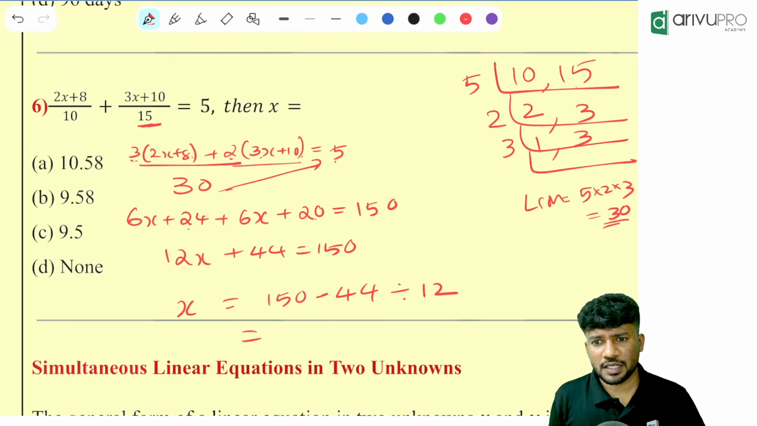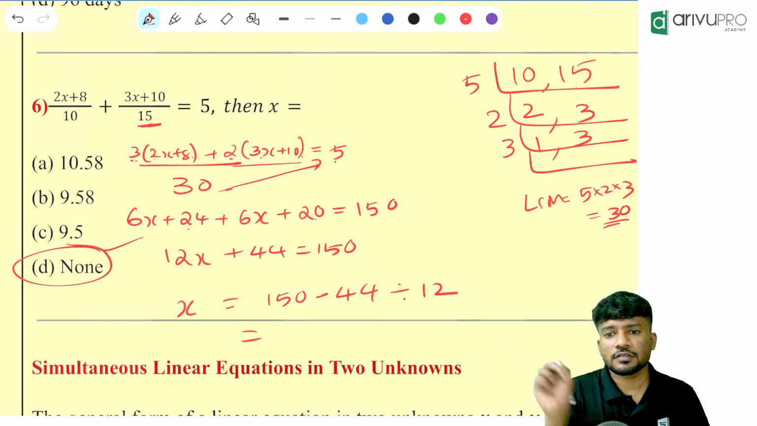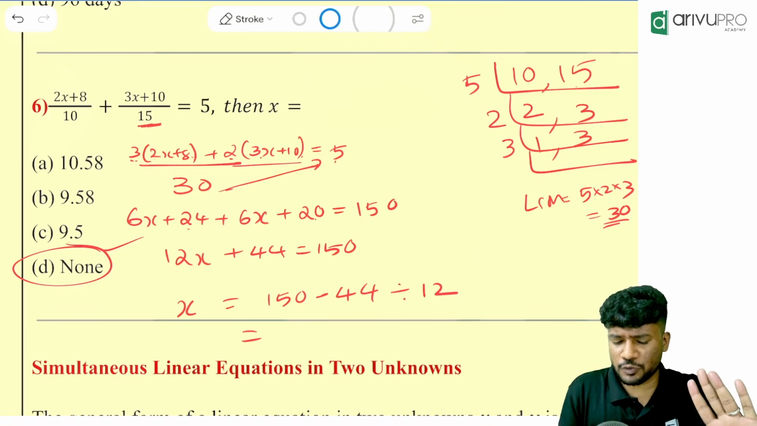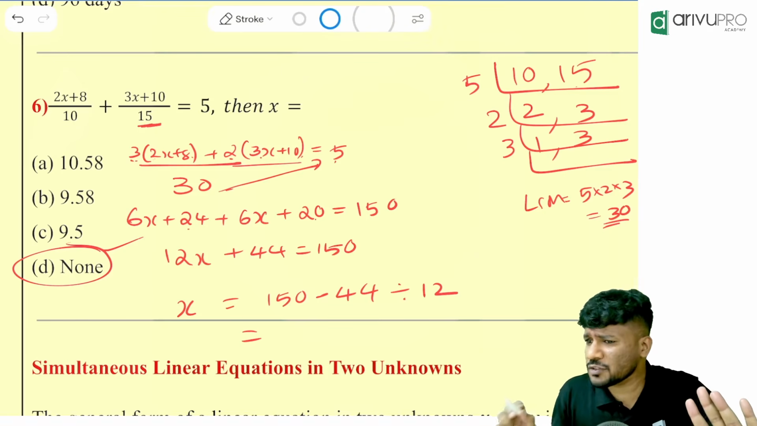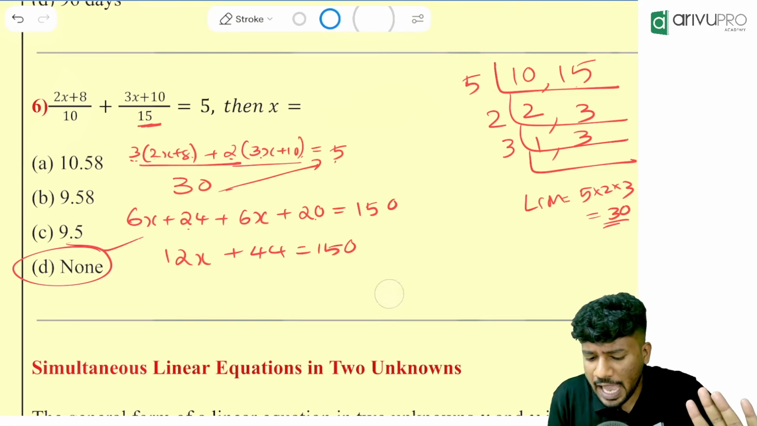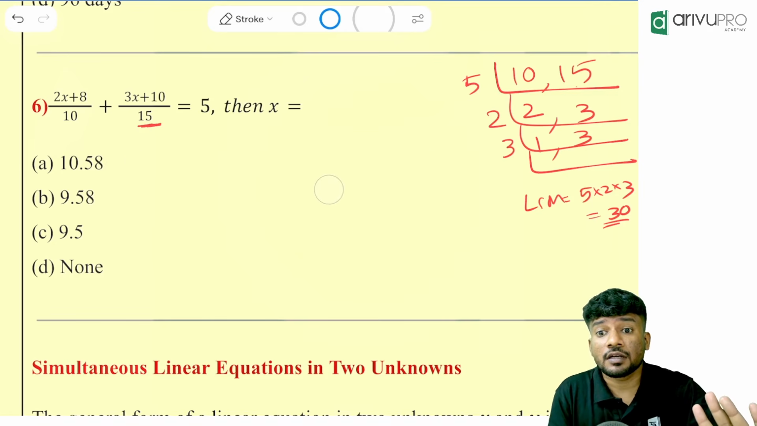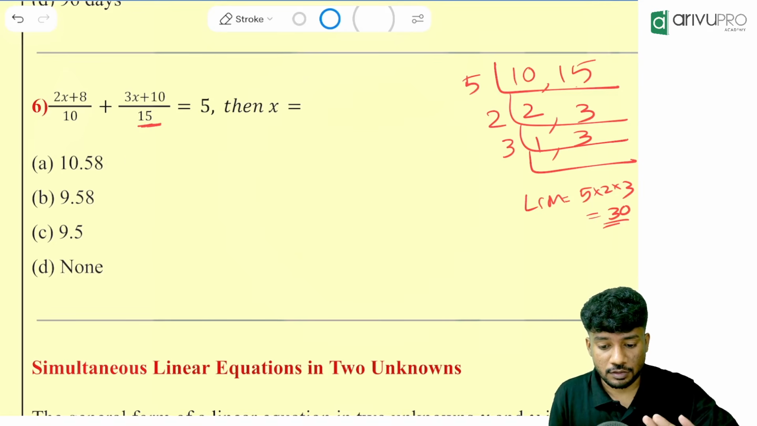5.23. Option hit. Okay. Then you should go for none. That's all. Now tell me using option hit. We will check using option hit also over here. That is one method. LCM is one method and option hitting is another method. We are going to check with options. Equal to 5 is there. That is coming around 5.15.